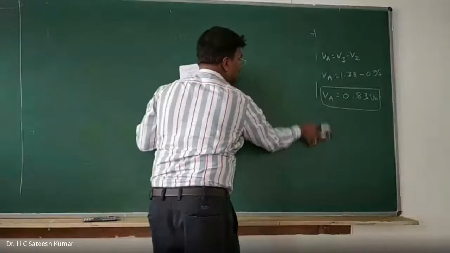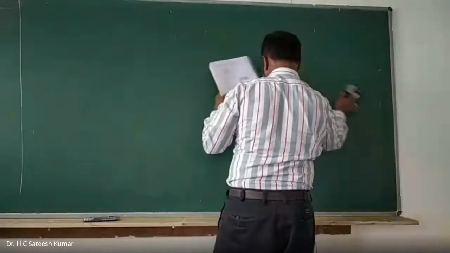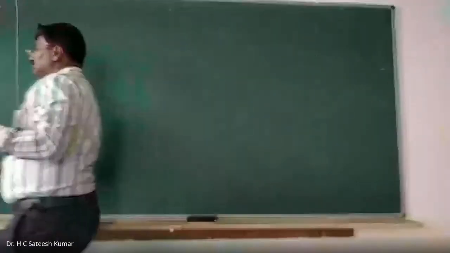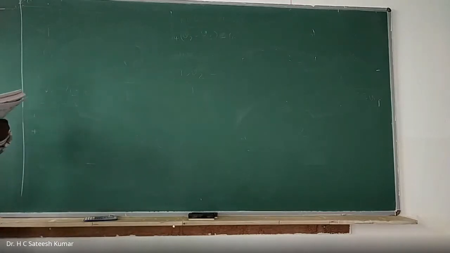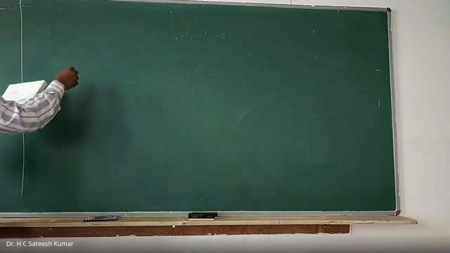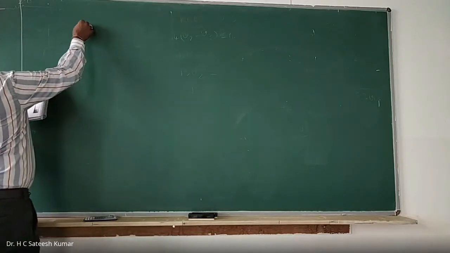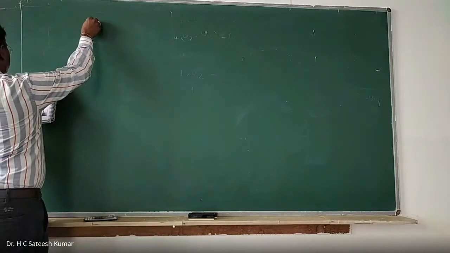Okay, right. Now, use node equations to determine what value of E will cause Vx to be 0. Okay, right. Observe here. The question is something like this.